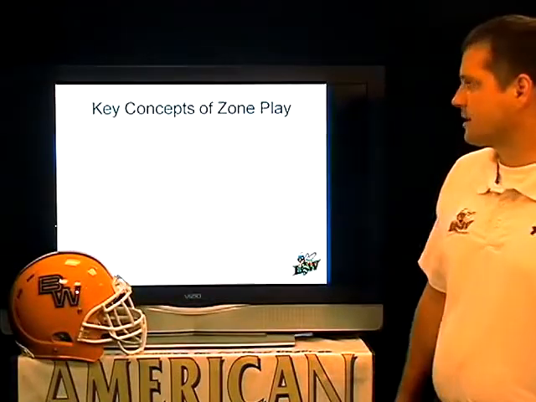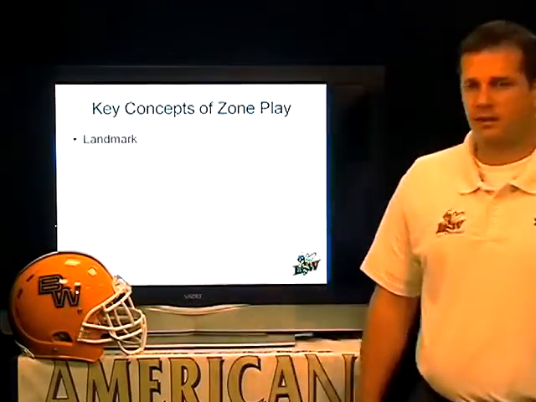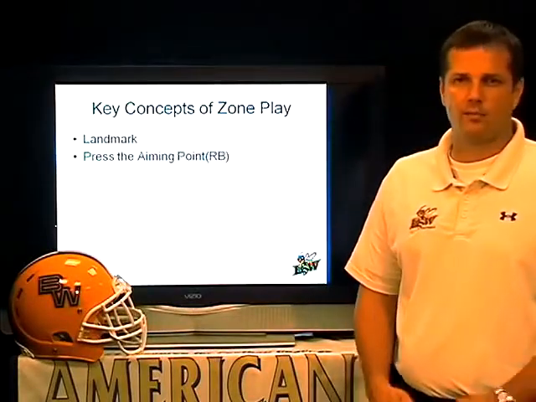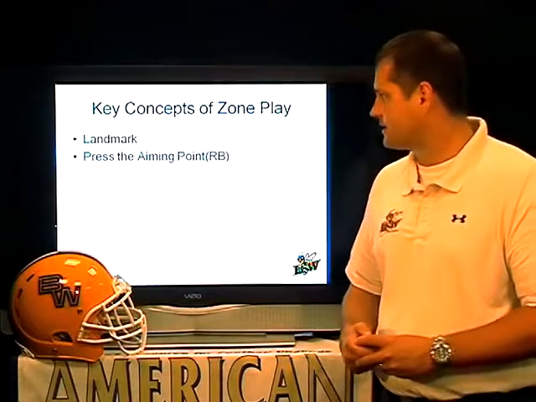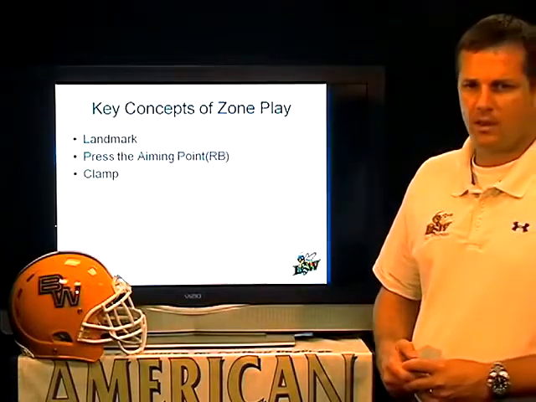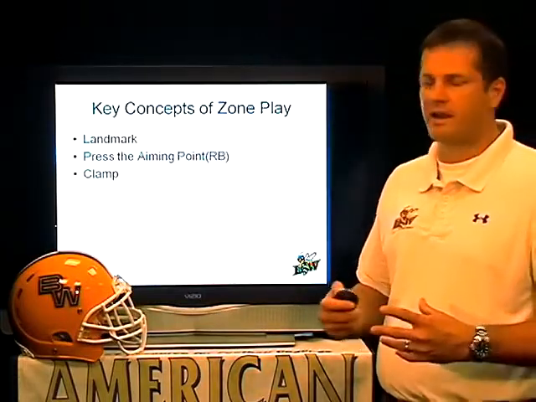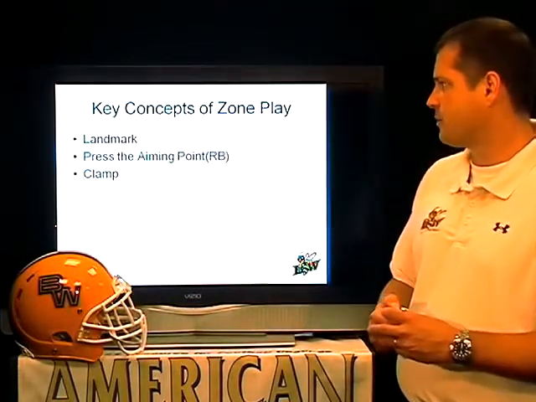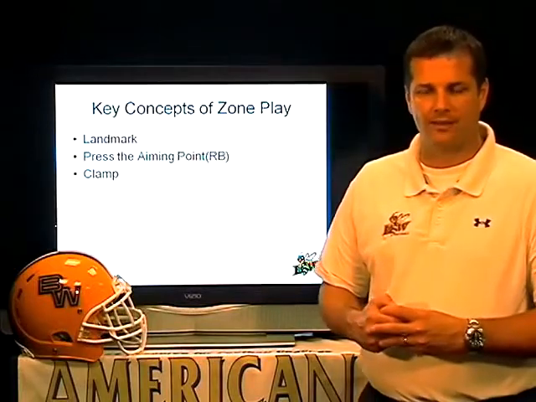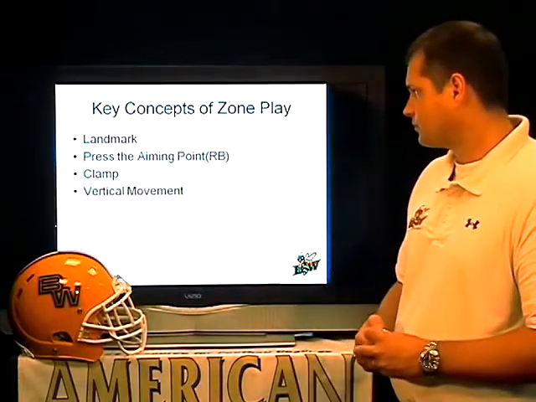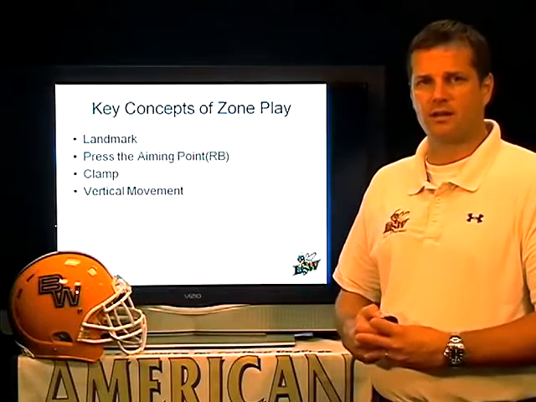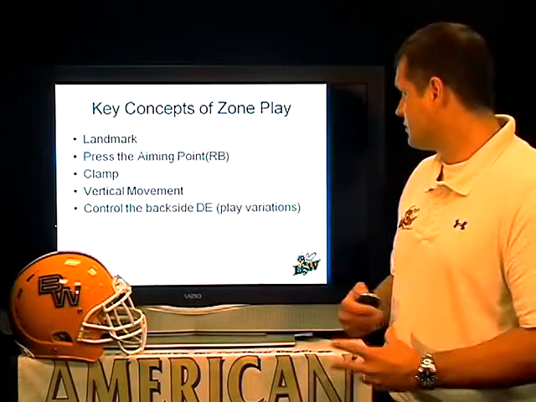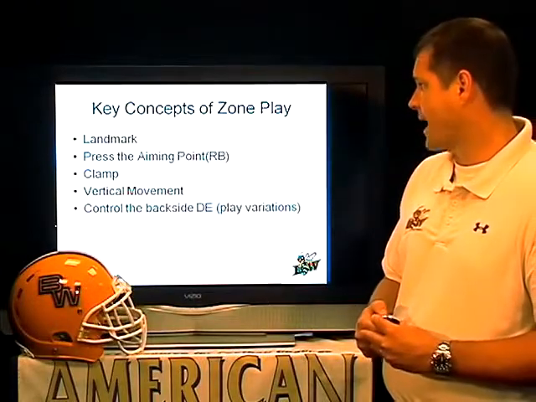There are some key concepts we feel of this play that we focus on. The first is the landmark. We'll talk about the landmarks. We want the running back to be able to press the aim point. He really needs to help the blocking scheme and help his offensive linemen out. We talk about clamping flow, or cutting off flow of the backside. We'd like to be able to hit this play as vertically as possible, but there is a chance that it'll bend all the way out the back door. We want to get vertical movement. We're focused on getting double teams that get vertical movement off the ball. And then we're going to do different things with our variations to control the backside defensive end.